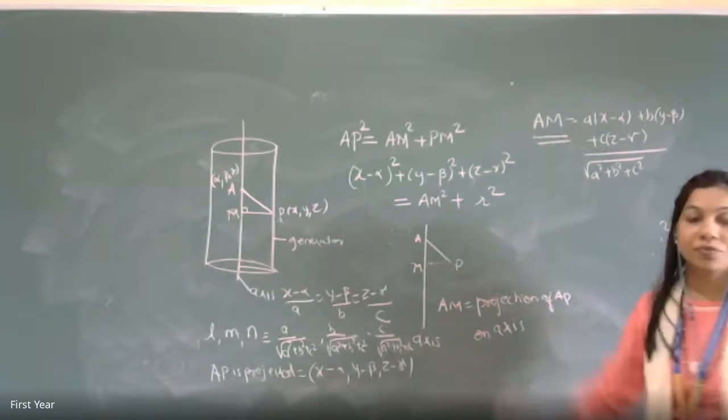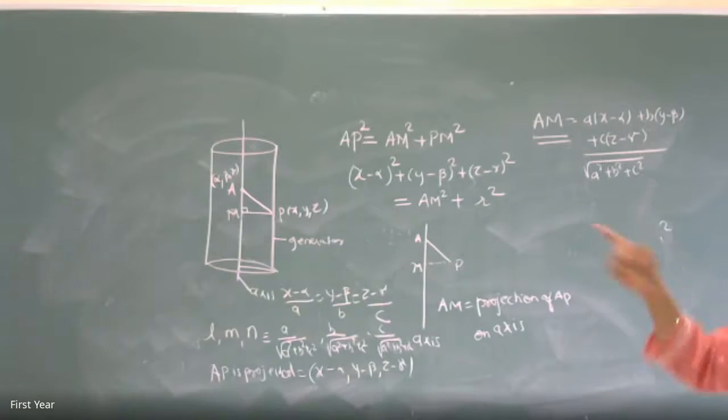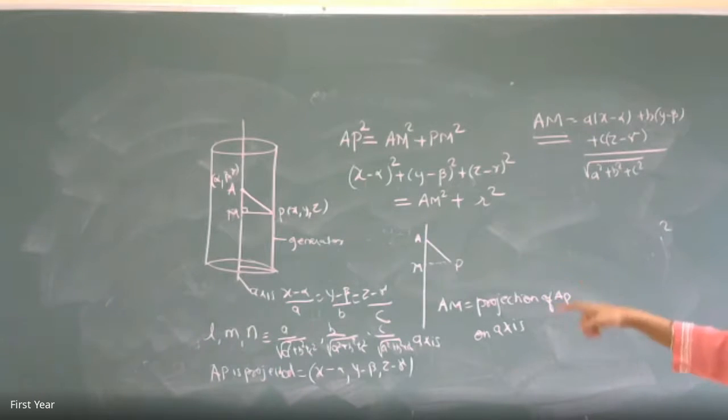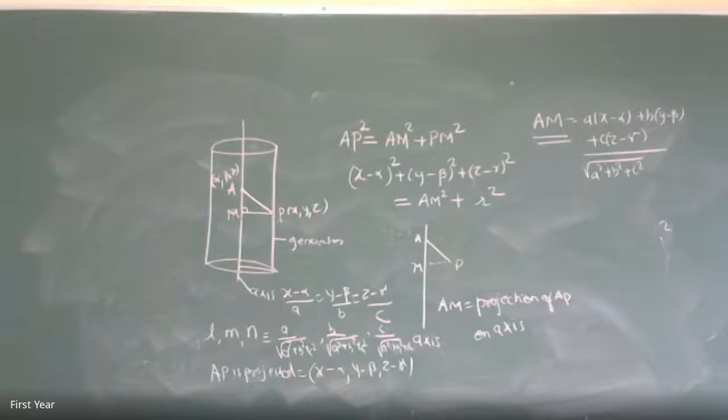The projection AM is this. It is the product of direction ratios of the line getting projected multiplied by the direction cosines of the line on which it is getting projected. So AM will be A into x minus alpha upon the square root plus B into y minus beta upon the square root plus C into z minus gamma upon the square root, but the square root is the same, so it will turn out to be this. So that's what we are going to use to find the equation of the right circular cylinder. Clear? Everyone? Yes, ma'am. Okay. Now Prathamesh, you can go ahead for explaining those two examples.